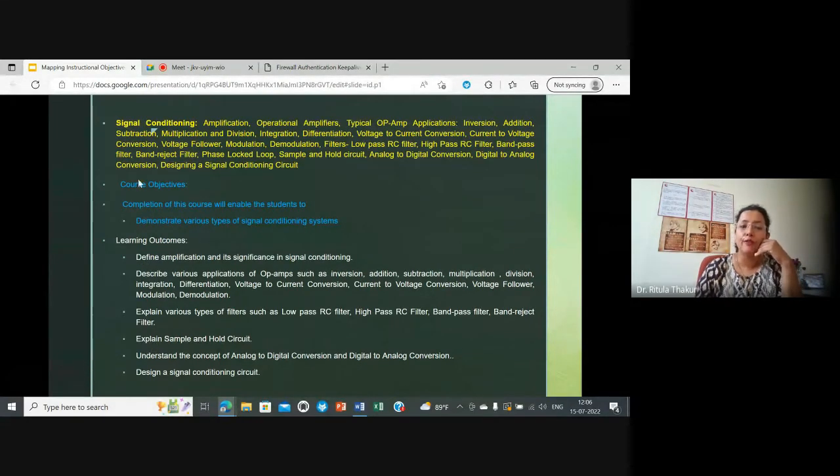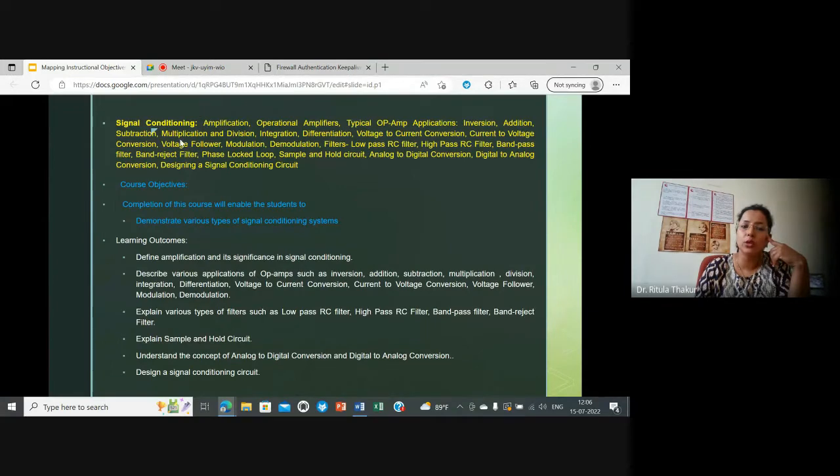For example, from this whole chapter we can make one course objective, that is, completion of this course will enable the students to, this is a common wording you have to write, completion of this course will enable students to demonstrate various types of signal conditioning system. So this is one course objective.